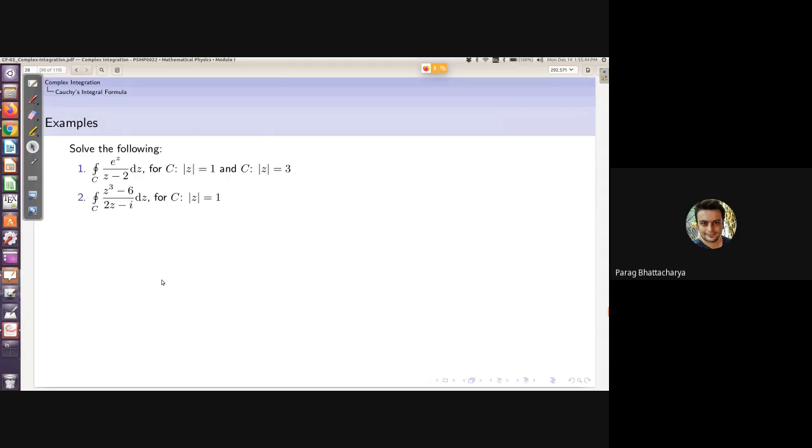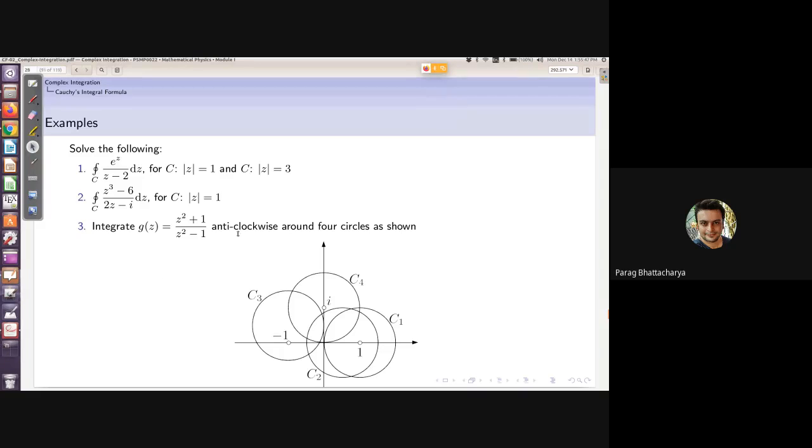I'll give you a couple more problems, so please try these at home. The first one is the integration of z cubed minus 6 by 2z plus i over this contour. The last one is the function z squared plus 1 by z squared minus 1 individually over all of these four contours, c1, c2, c3 and c4. Find out what the integral of this will be. This problem has 4 parts to it.